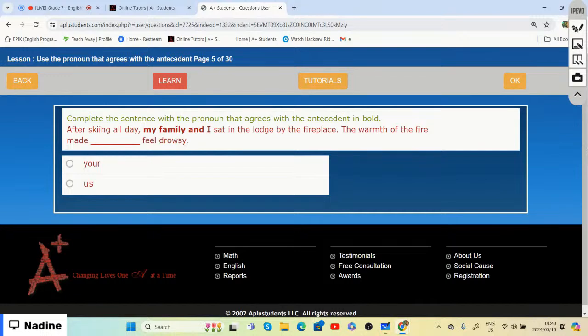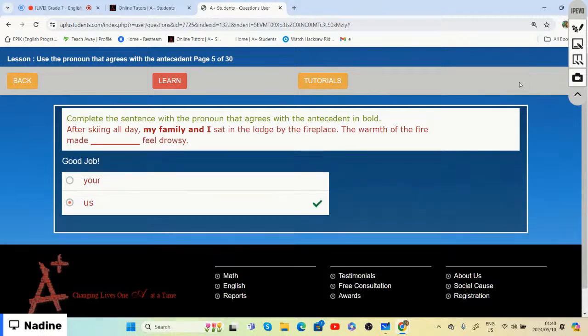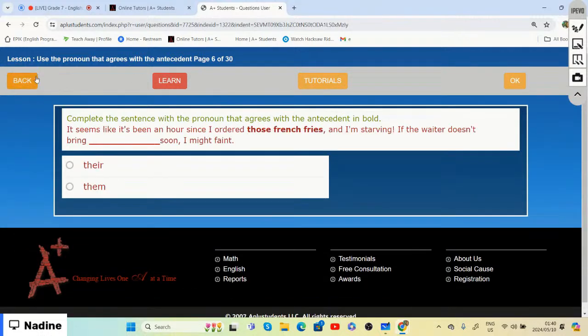All right, so we say, "After skiing all day, my family and I sat in the lodge by the fireplace. The warmth of the fire made us feel drowsy." We're referring to us, which is the pronoun that refers to or agrees with "my family and I," which is the antecedent.